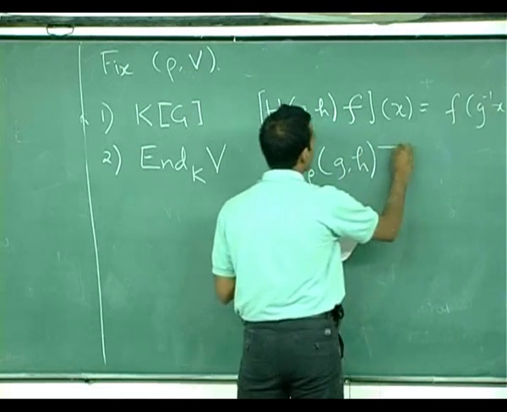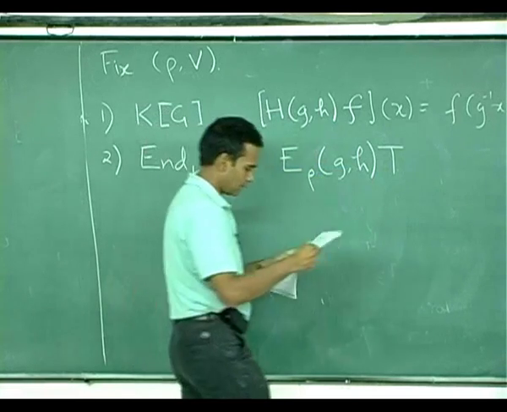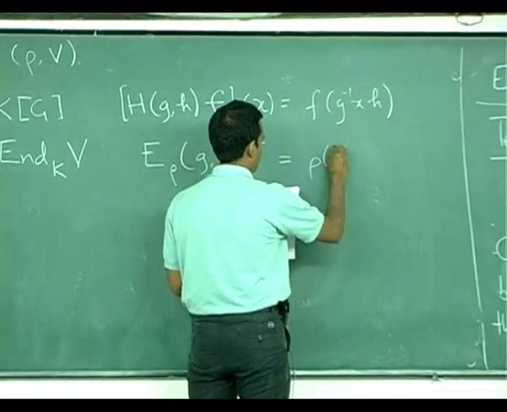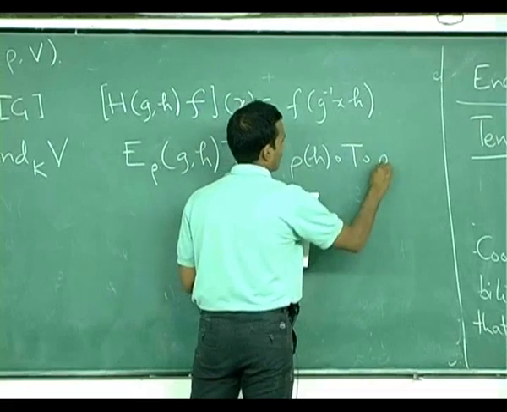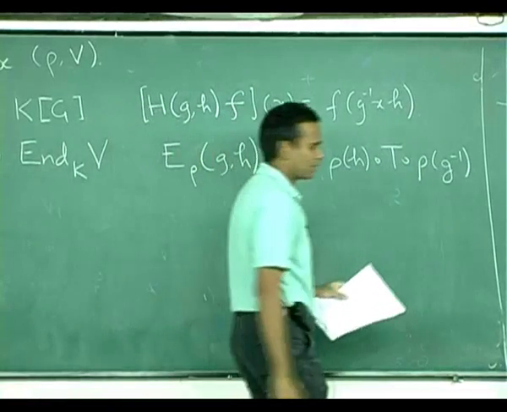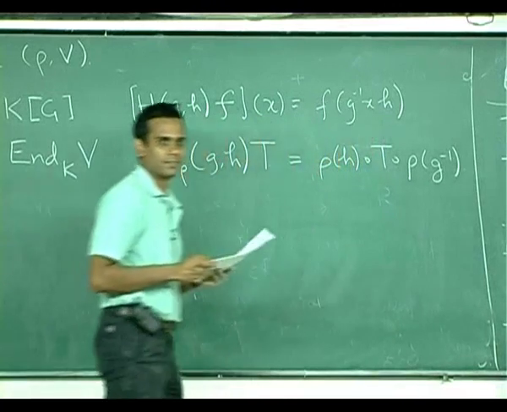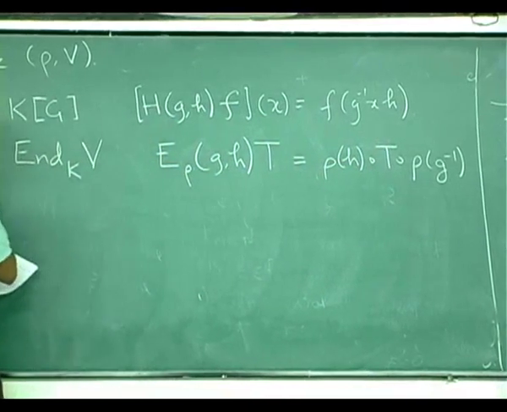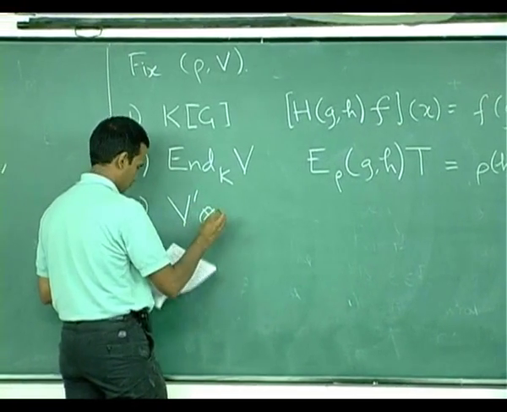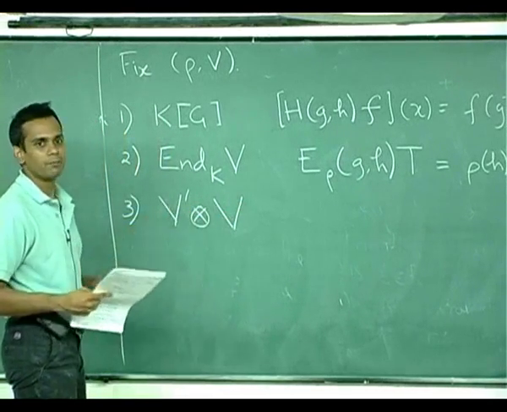So I have T, which is a linear endomorphism of V, and I want to say how this acts. So I'll just compose it. Probably have to put an inverse here, or no, maybe not. Well, let me just put that there. I'll have to check if it's right or not. And the third is using the Kronecker and the contragredient. So V is a representation of G and V prime is a representation of G.